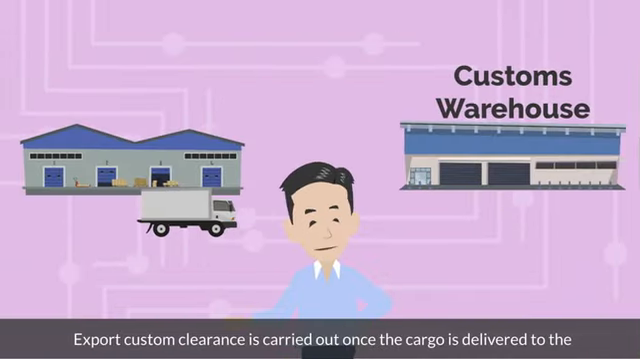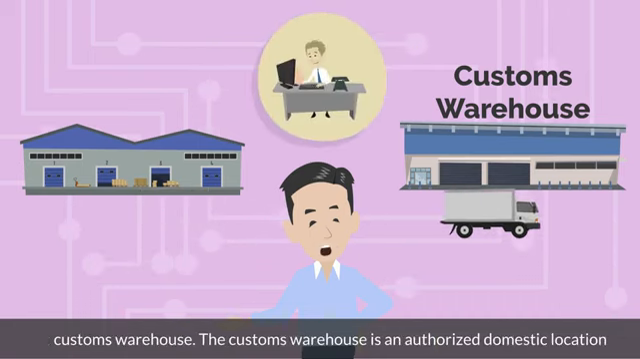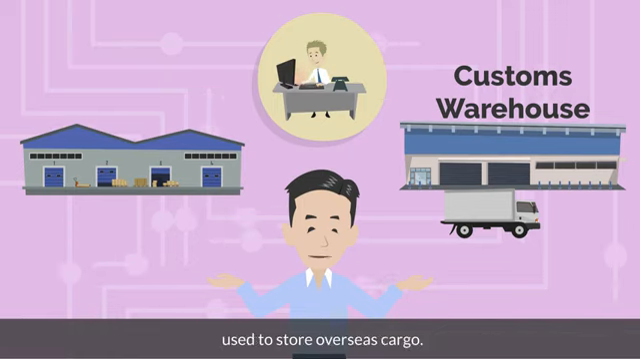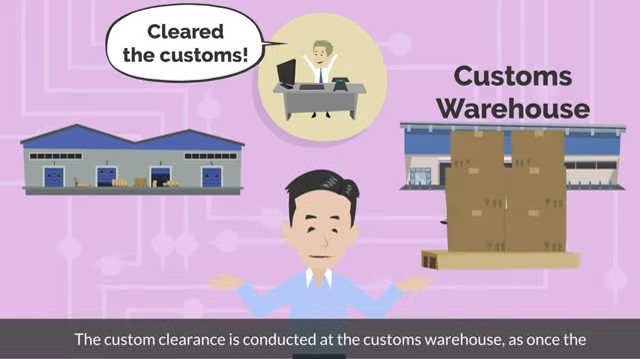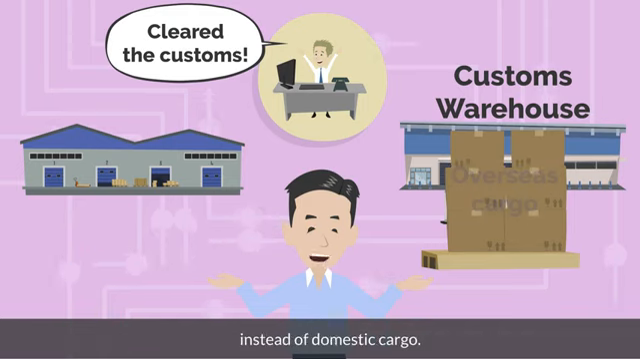Export custom clearance is carried out once the cargo is delivered to the customs warehouse. The customs warehouse is an authorized domestic location used to store overseas cargo. The custom clearance is conducted at the customs warehouse, as once the export clearance permit has cleared, the cargo will be treated as overseas cargo instead of domestic cargo.